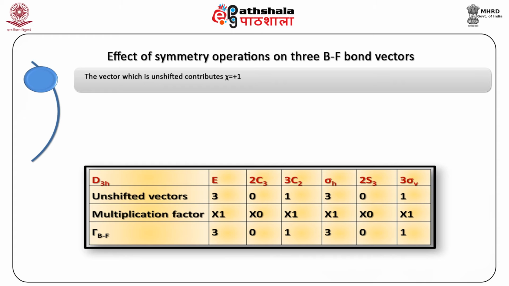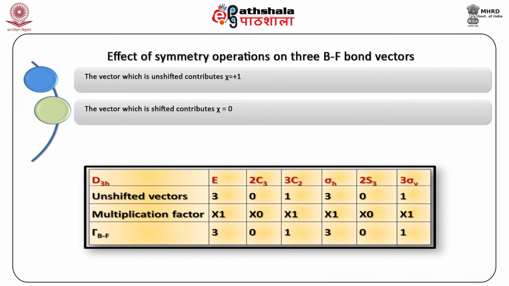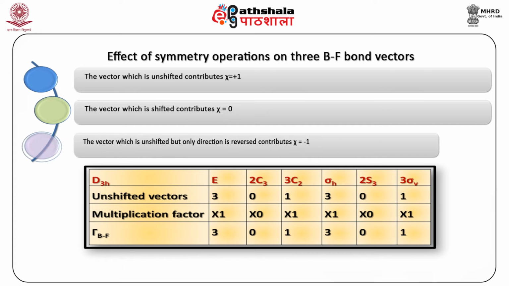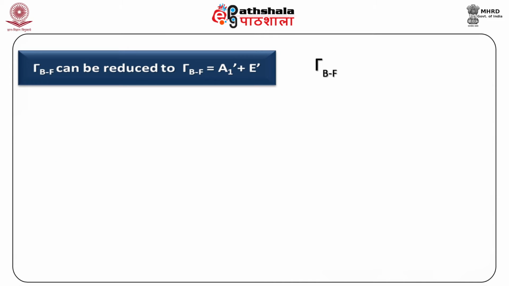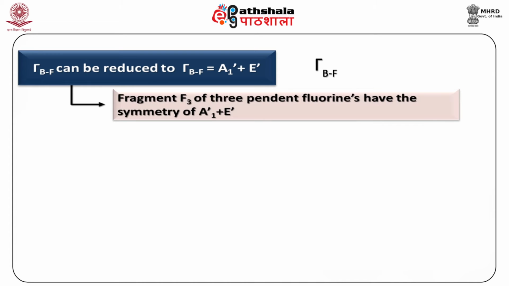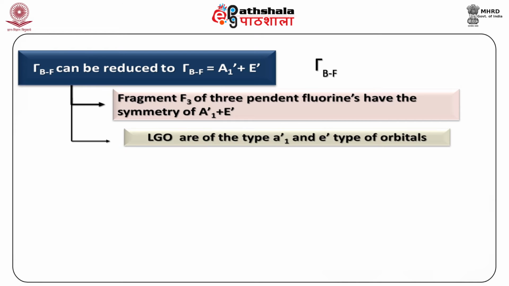The vector which is unshifted contributes character +1. The vector which is shifted contributes character 0. The vector which is unshifted but only direction is reversed contributes character -1. Now, Γ(B-F) can be reduced to Γ(B-F) = A1 dash + E dash. It means that the fragment F3 of three pendant fluorines has the symmetry of A1 dash + E dash. Thus, these ligand group orbitals are of A1 dash and E dash type.